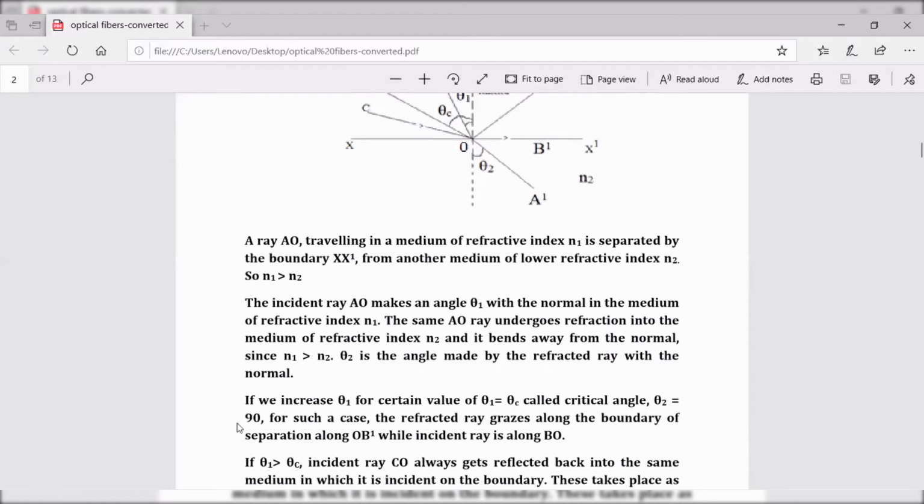Now, if we increase θ1 to a certain value such that θ1 is equal to θc, we call θc the critical angle of incidence. At that time, θ2 takes the value 90 degrees. For such a case, the refracted ray always grazes along the boundary of separation along OB', while the incident ray is along BO.